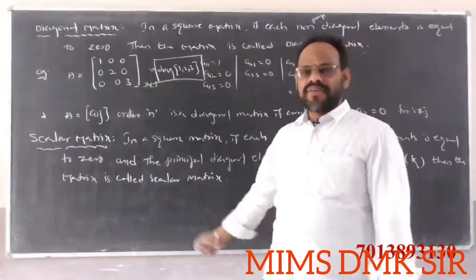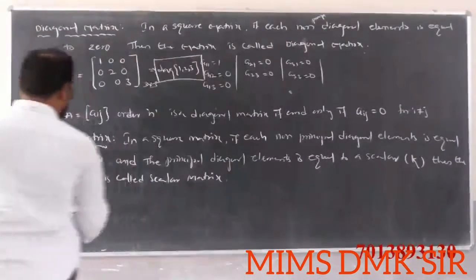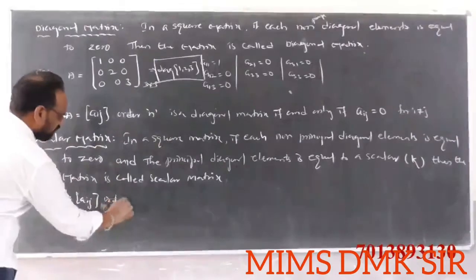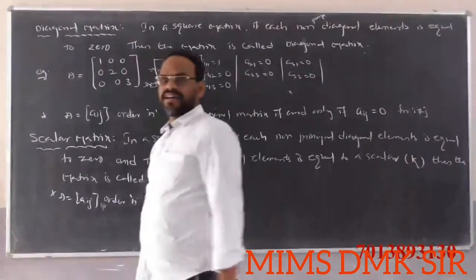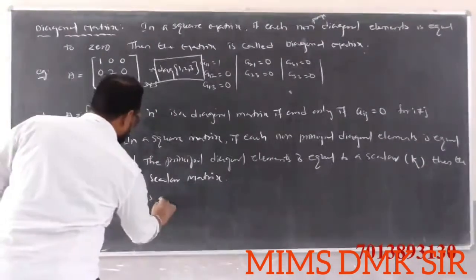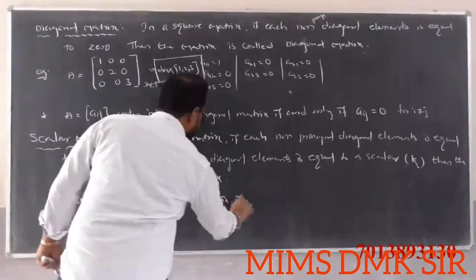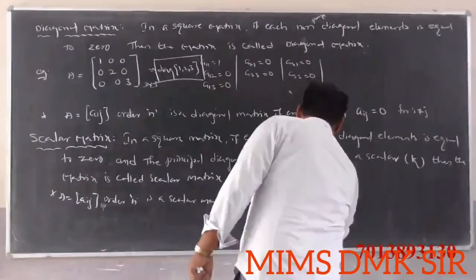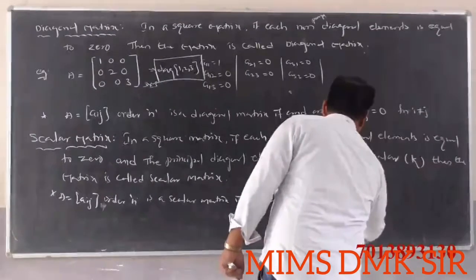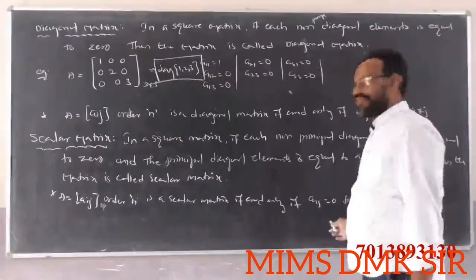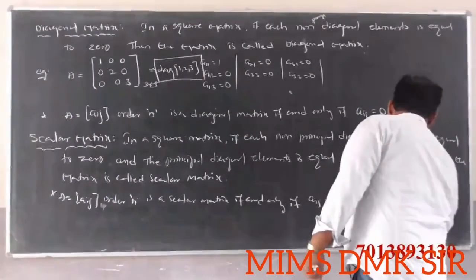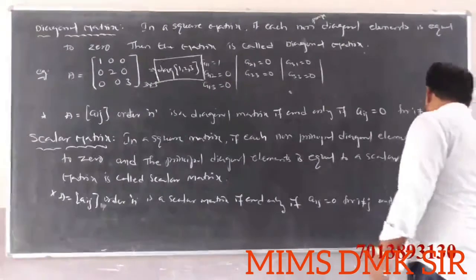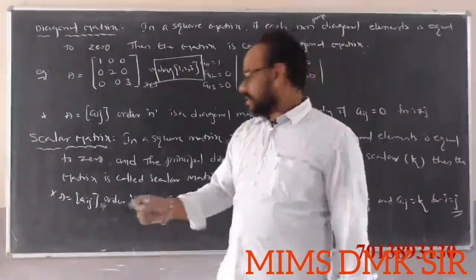Then the matrix is called clearly a scalar matrix. Taking an example, if A is of order n, A is a scalar matrix if and only if a_ij is equal to 0 for i not equal to j, and a_ij is equal to some constant k for i equal to j. Then the matrix is called a scalar matrix.